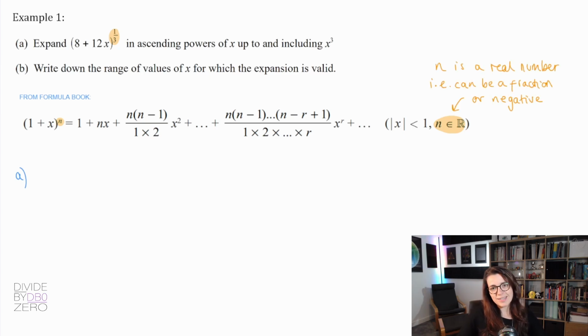This is different to the year 1 binomial expansion formula, where n had to be a natural number to use that, so a positive integer. This formula is a lot more flexible in terms of the powers of n.